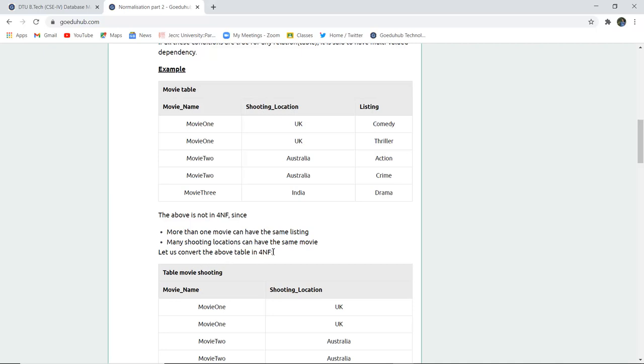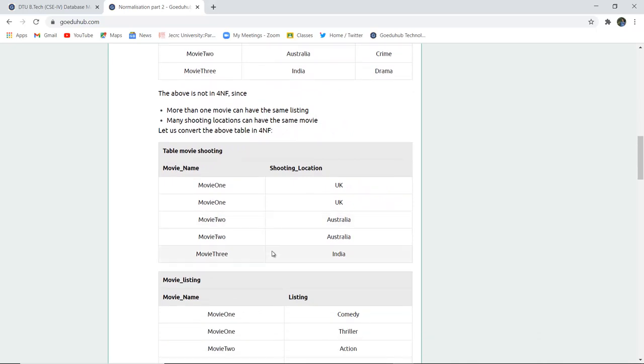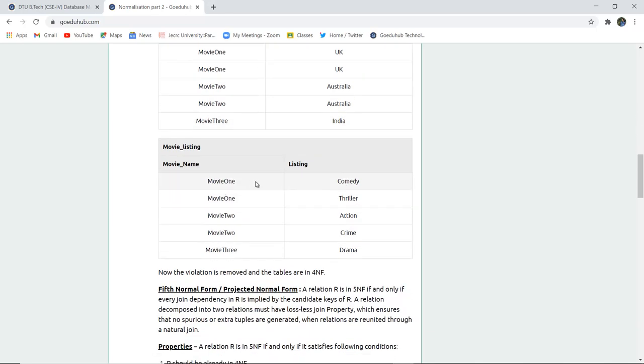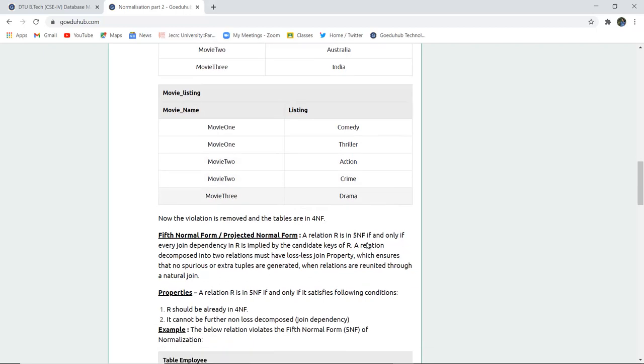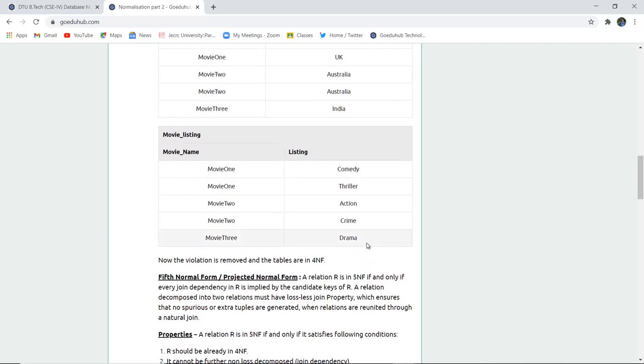So if we want to convert this table to 4NF, we have to create two tables: one is movie shooting and the other is movie listing. So we can eliminate the dependency. For example, movie 1 is shot in the UK, and movie 2 in Australia, and movie 3 in India. And the listing could be made as movie 1 having comedy and thriller, movie 2 having action and crime, and movie 3 having drama. Now the violation is removed, the tables are in 4NF, and they can be reduced further.